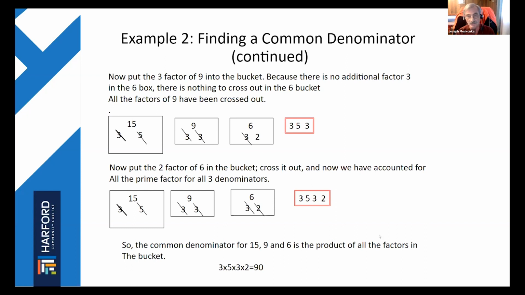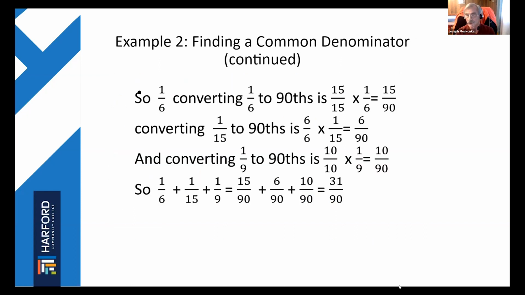Next slide. And then here, we're just converting all the fractions. Converting 1/6 to 90ths, you get 15 90ths. Converting 15ths, you get 6 90ths, and converting 9ths, you get 10 90ths. Then you get 15 plus 6 plus 10, and you get 31 90ths, in order to get the solution to that problem. Next slide.